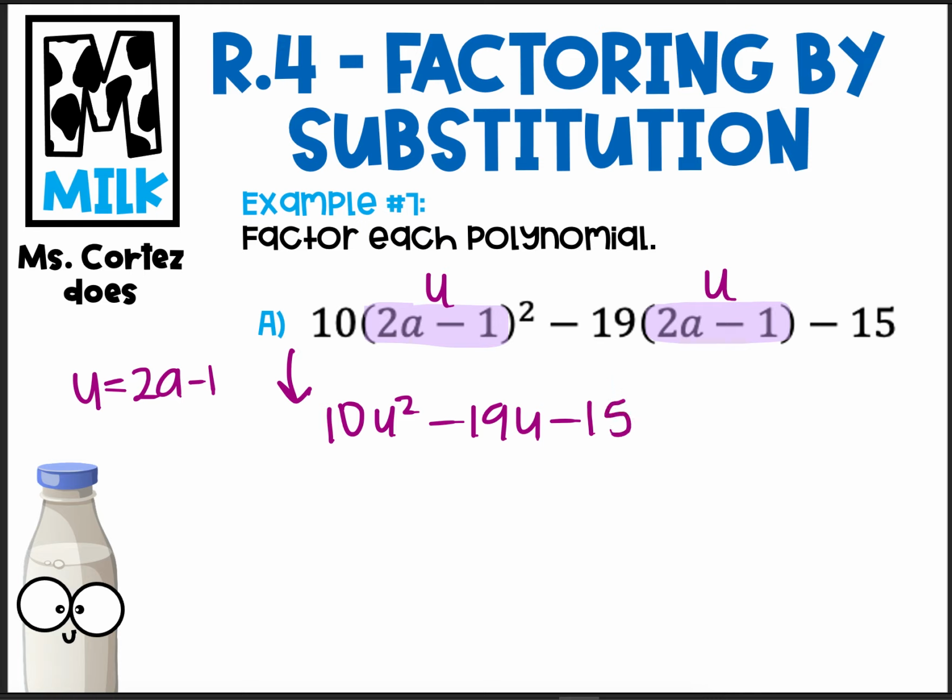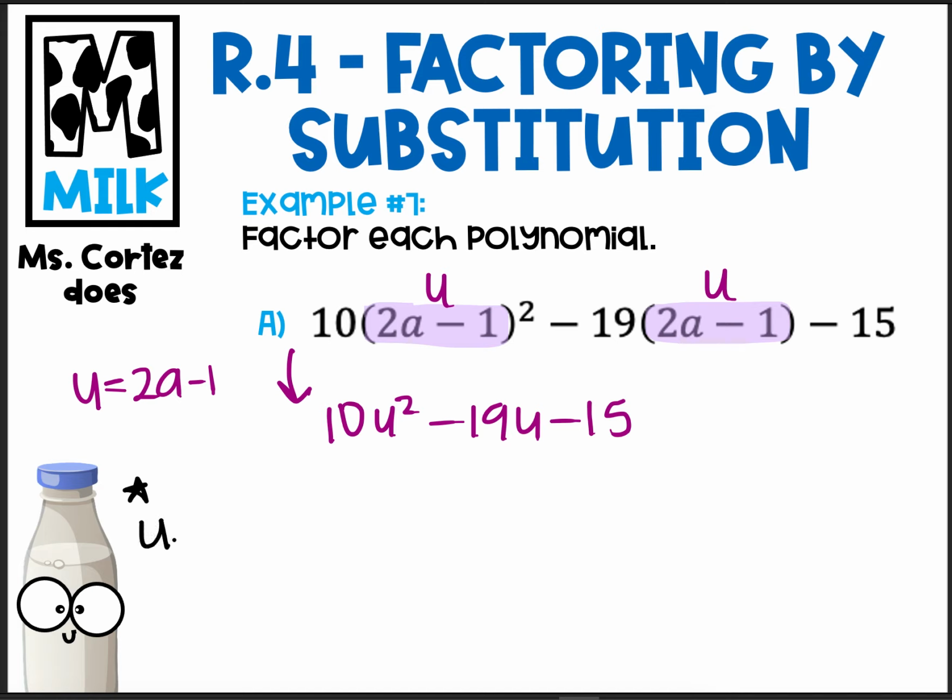And then from here, last time I saw you, we went over the quadratic formula instead of the reverse FOIL method. But first, let me check. Do I have any greatest common factor that I can take out? Do 10, 19, and 15 have a common factor? No. So I will just use the reverse FOIL method, but I like to use the quadratic formula.